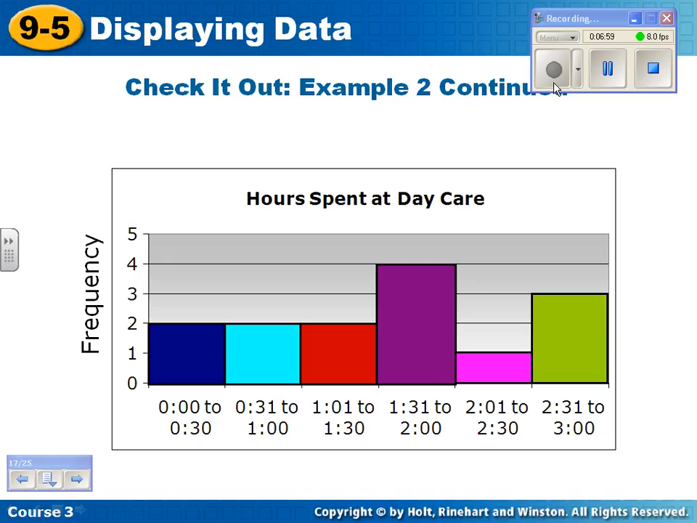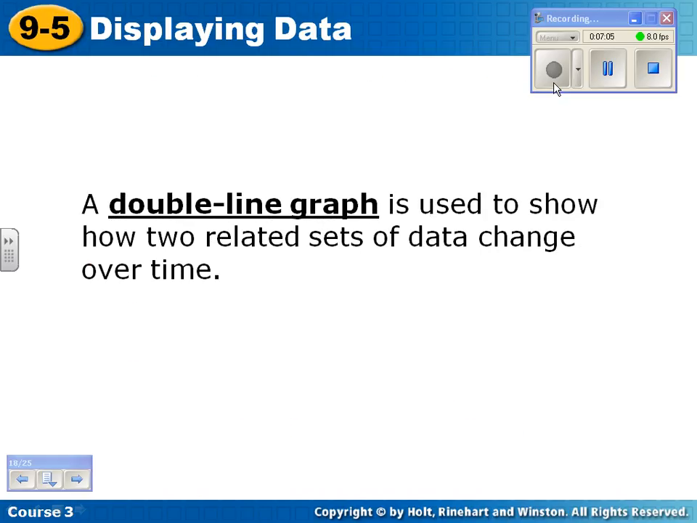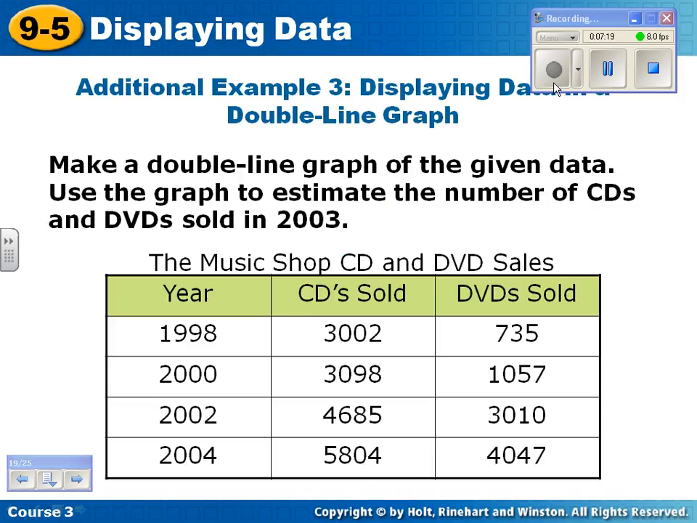So a histogram, remember, is a bar graph, uses intervals, and has no gaps between the bars. All right, a double line graph is used to show how 2 related sets of data change over time. Now, change over time is for a line graph, and if you have a double line graph, that means we've got 2 related sets of data that change over time. So let's look at a quick example for this.